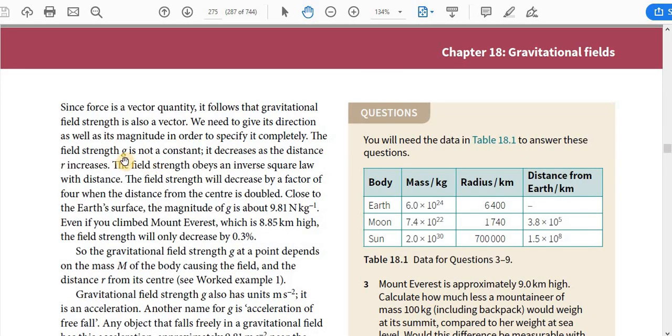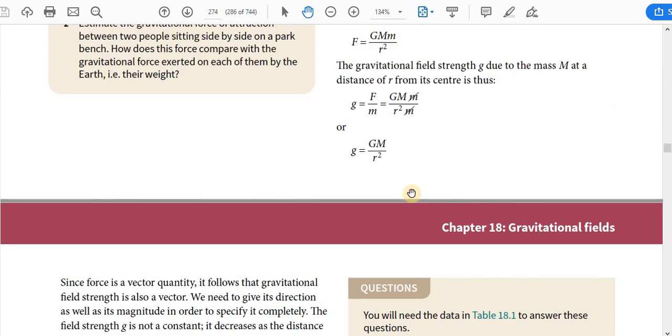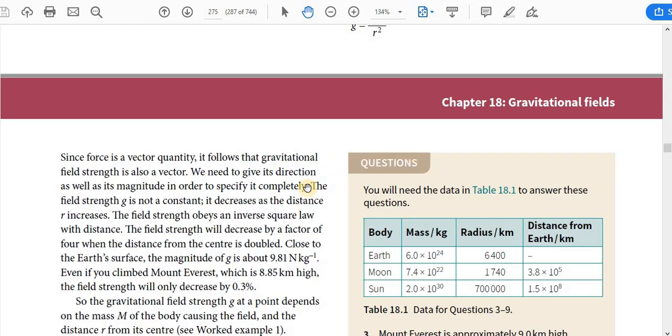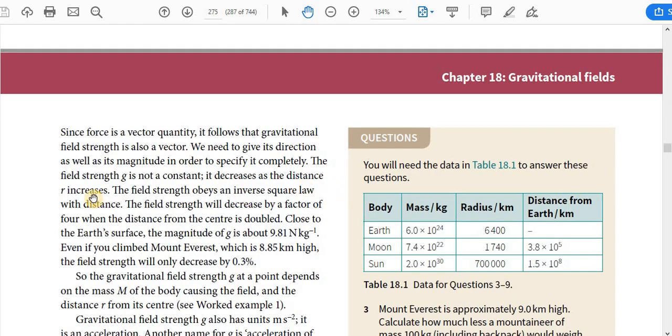Okay, so g is not a constant. The field strength g is not a constant. It decreases as the distance r increases. That's what I said. When the object moves very large distances from the surface of the earth, then when r increases, g decreases, or when r changes, g changes.